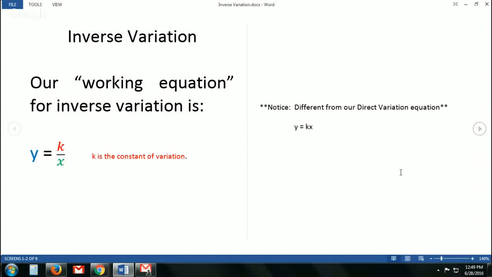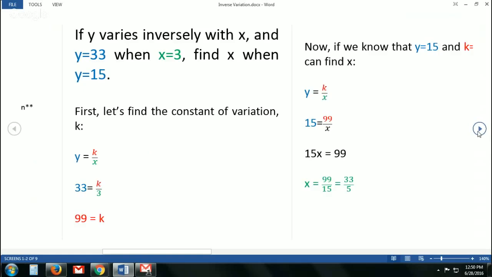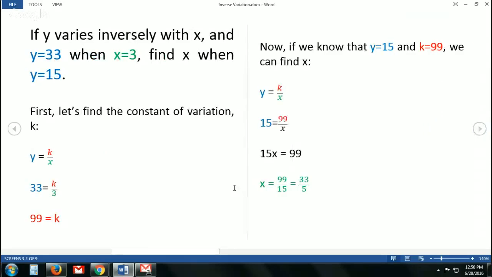Let's talk about inverse variation. Our working equation for inverse variation is y equals k over x, where k is the constant of variation. Now notice this is different from our direct variation equation. With direct variation, we said y is equal to k times x, but now with inverse variation, we are dividing by x. Let's take a look at how this will work with a problem for inverse variation.